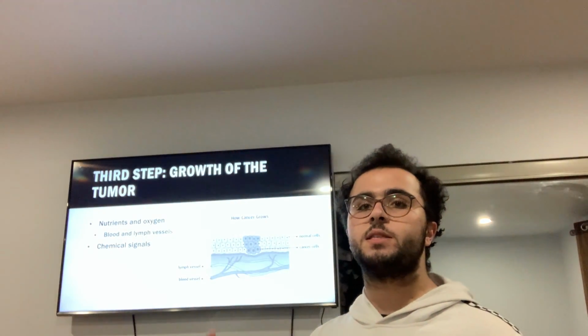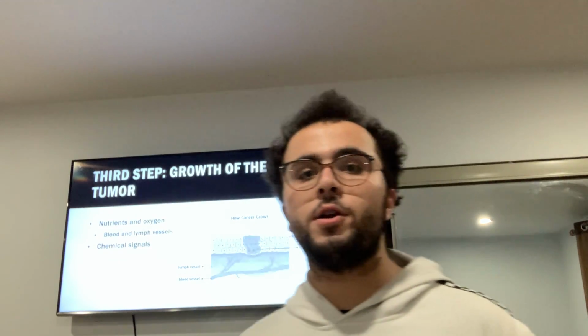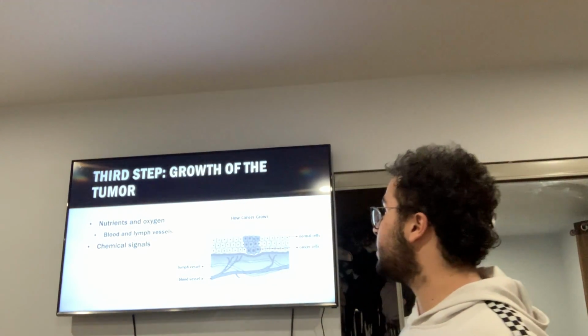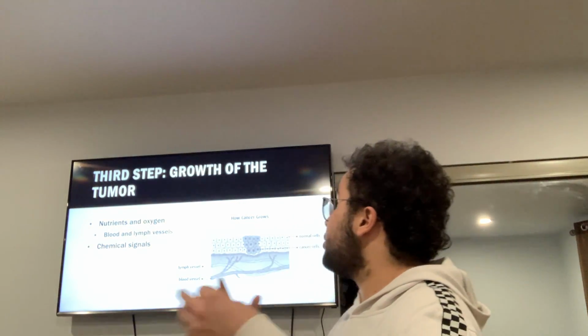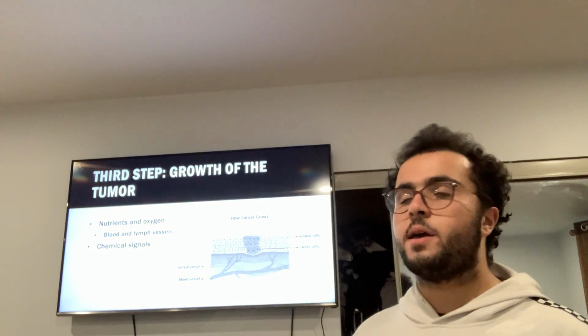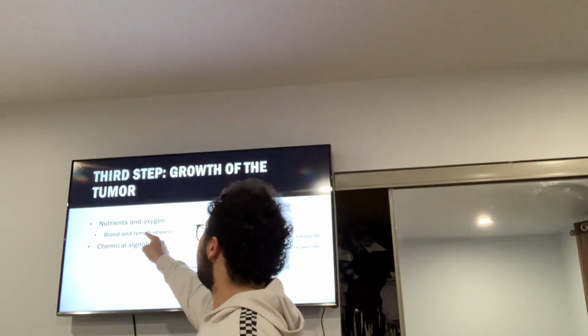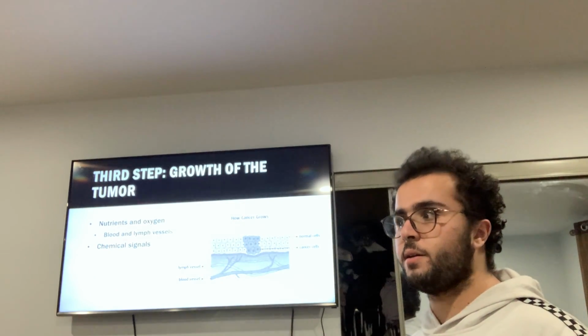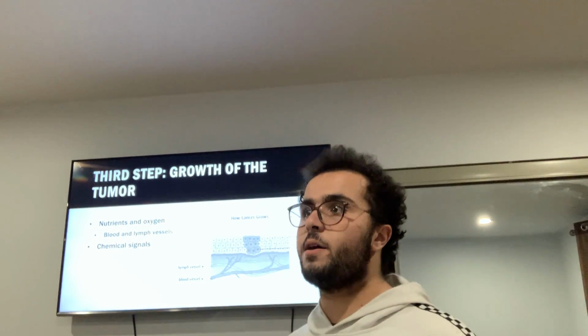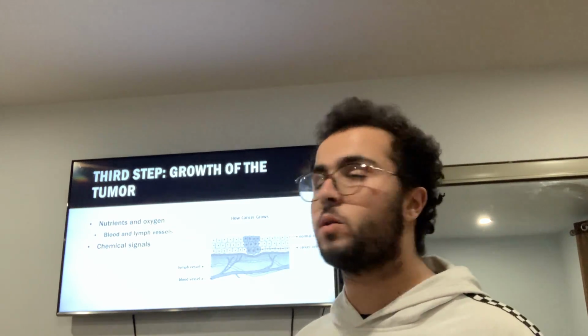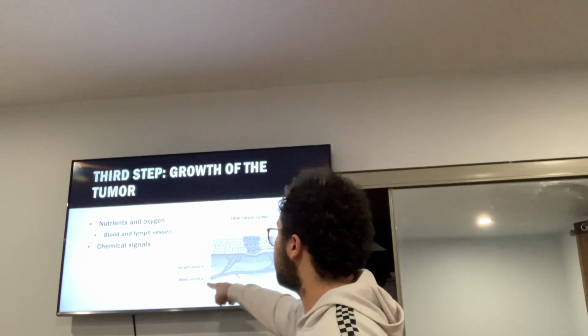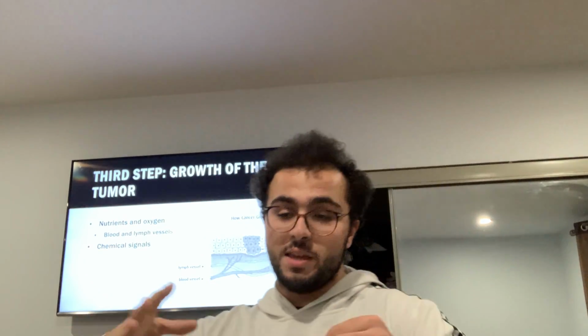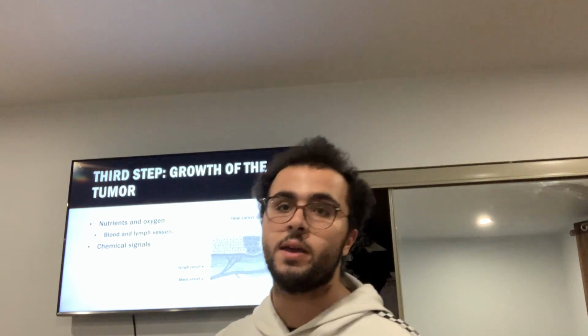The third step is the growth of the tumor. After a certain limit, the cancer, like normal cells, needs more nutrients and oxygen to grow, and these substances are brought by the blood and lymph vessels. Therefore, when the tumor grows, the cells inside it will send chemical signals to produce more lymph vessels and blood vessels to allow the tumor to grow. This is called angiogenesis, and that's why a tumor can get that big.